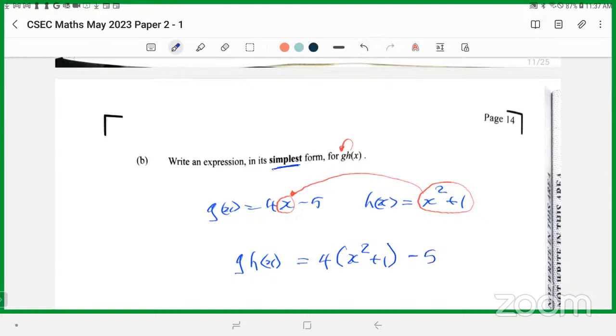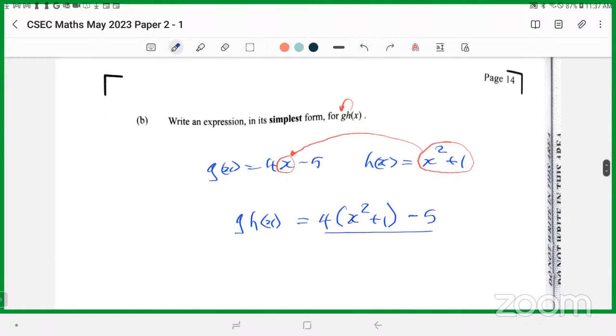And the question said simplify, so we're going to just expand it out. We get 4 times the x squared is 4x squared, and then 4 times 1 is 4. And 4 minus 5 is -1. So 4x squared minus 1. That's the answer right there. Yes, sir. Beautiful. That's it.